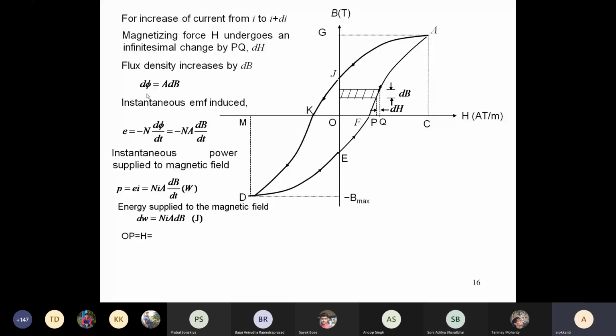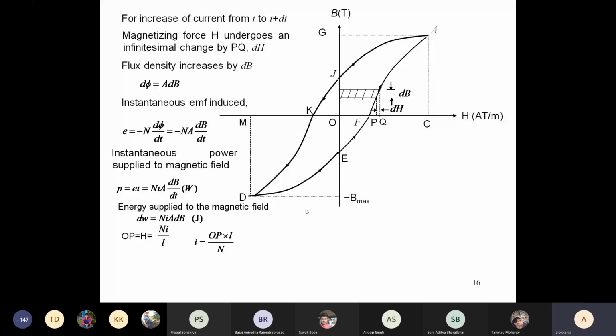So now you see that at P, the value of the magnetic field intensity was H. So OP was H. And H is equal to Ni by L, which we did yesterday: MMF by the length of the magnetic circuit. So I is equal to OP times L by N. OP means the field intensity, into L, the length of the magnetic circuit, divided by N, the number of turns.